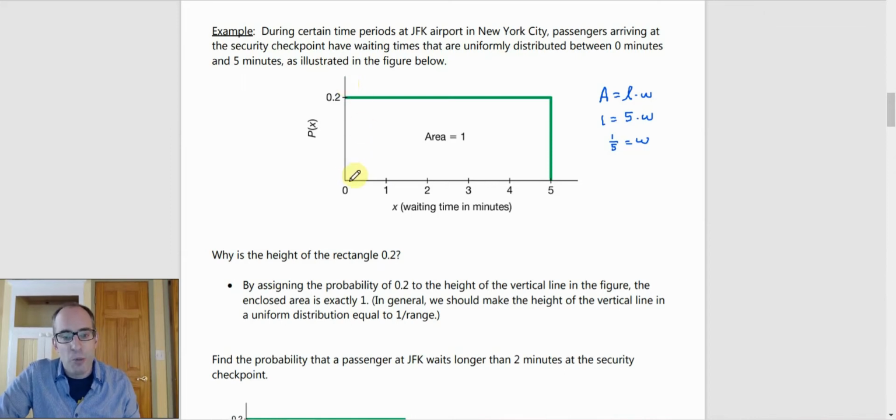It's because we know this is going to be 5 in terms of length. It goes from 0 to 5 in terms of how long people have to wait. But then the area's got to be 1, and that forces the height here to be 0.2.